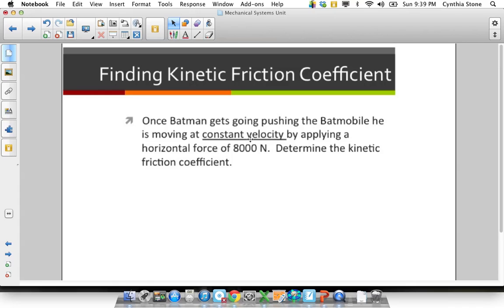And this is important, by the way. When you do your labs, you have to be at constant velocity to find the coefficient, because you need that applied force to be equal to the kinetic friction force. And if it's accelerating by slowing down or speeding up, they won't be equal to each other. So in order to find the coefficient of friction, you need to be at constant velocity. And so this question is saying, Batman is moving at constant velocity by applying that much force. So that's his applied force, but it's got to be equal to the kinetic friction force because it's constant velocity. Forward force will equal the backward force.